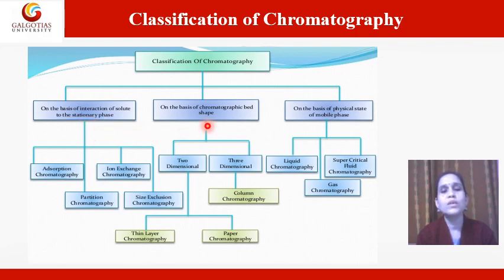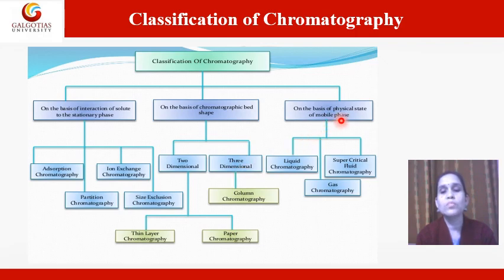Then on the basis of chromatographic bed shape. On the basis of the shape of the stationary phase or bed of the stationary phase, chromatography is of two different types, two-dimensional and three-dimensional. Under two-dimensional there will be thin layer chromatography and paper chromatography. Under three-dimensional chromatography comes column chromatography.